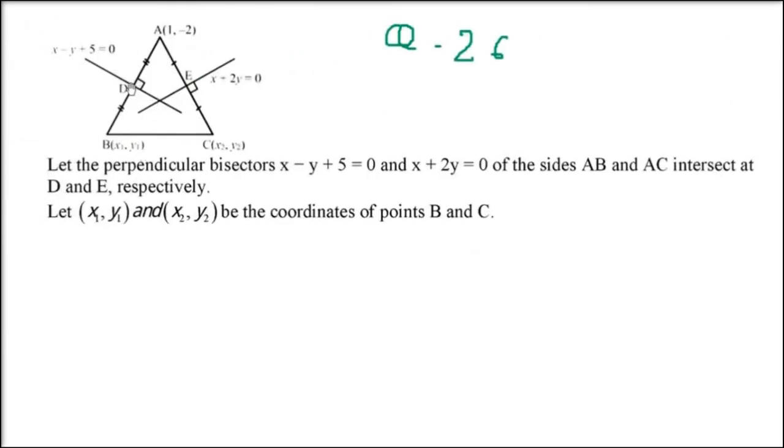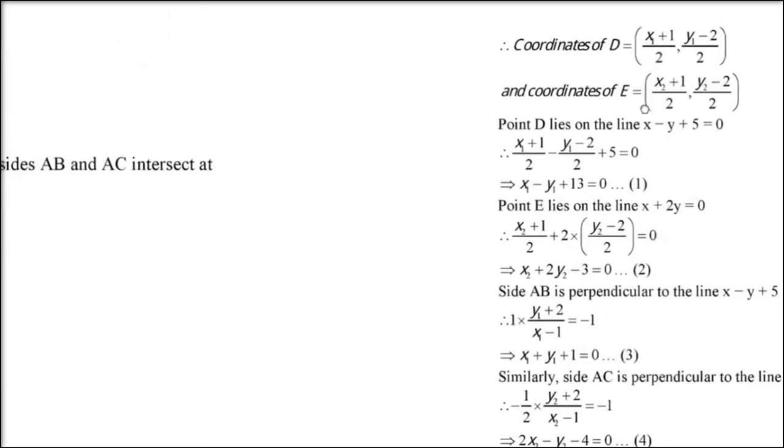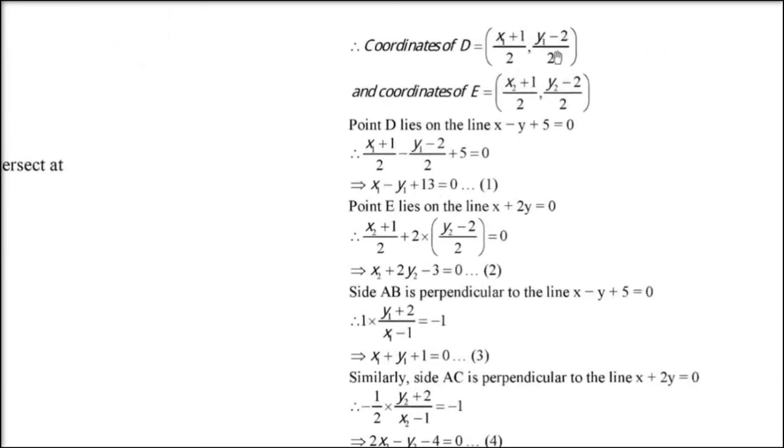Let us take AB. D is simply the midpoint. So D is ((1 plus x1) by 2, (y1 minus 2) by 2). Similarly, E can be found out because it is a midpoint. Let me show you. D point is ((x1 plus 1) by 2, (y1 minus 2) by 2). Coordinates of E is ((x2 plus 1) by 2, (y2 minus 2) by 2).